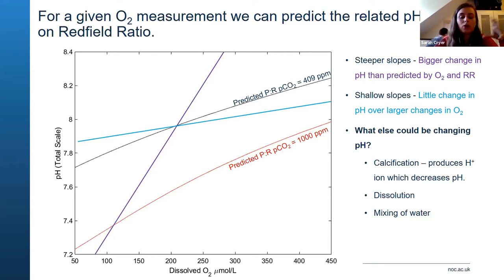So the corals produce a calcium carbonate skeleton, which during the production of this produces hydrogen ions. As I've just said, as hydrogen ions increase, pH decreases. So potentially if there is considerable calcification occurring at a site, we would see this decrease in pH without an associated change in oxygen, because it is separate from the oxygen respiration and photosynthesis changes.